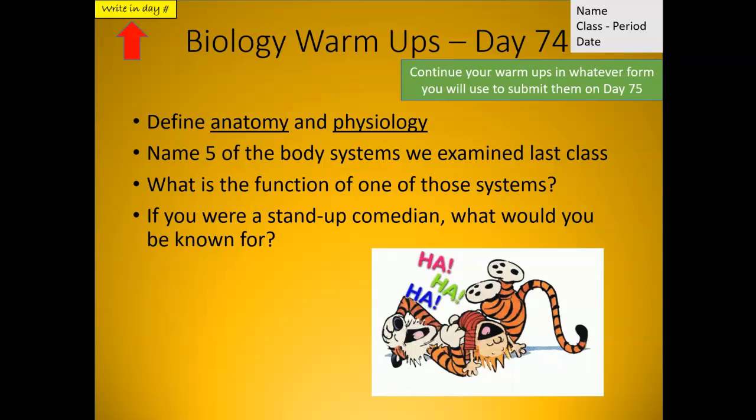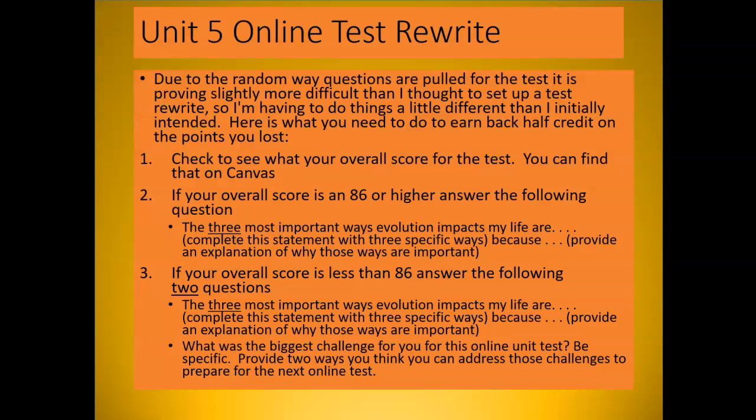Okay, moving on. So online test, we are going to be doing the online test rewrites for the Unit 5 test. The directions are on here. I've been posting them on Canvas as well. I was hoping to do something a little smoother, but this looks like the best way to do it after all. So if your overall score is 86 or higher, you are going to do 3 important ways evolution impacted your particular life, and then explain what they are, and then provide the rationale why, because whatever it is.